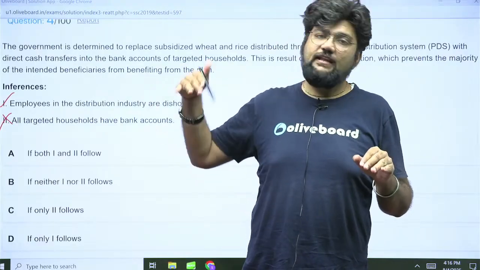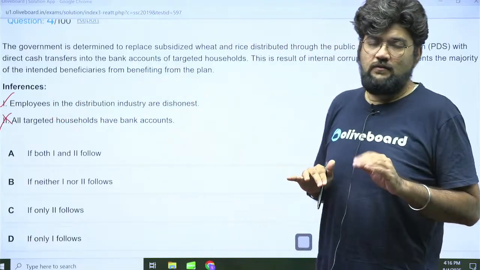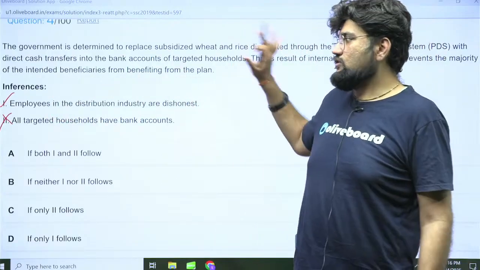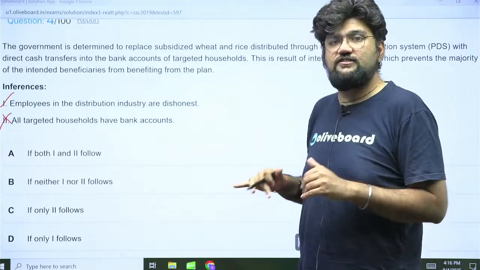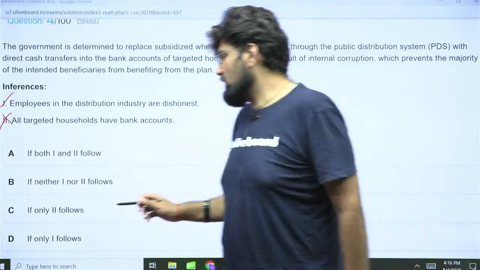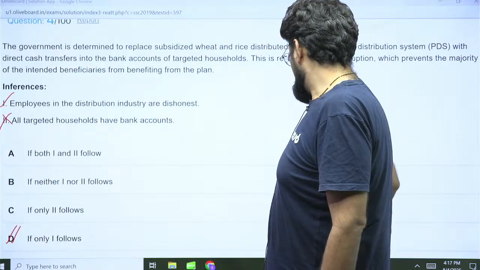If they have, very good. If they don't, they will have to get new accounts opened. But that is not related to this statement at all. Okay, you cannot assume everybody to have a bank account even at this stage today. So it's simple, only conclusion 1 follows, only inference 1 follows. So option D should be the ideal correct answer.